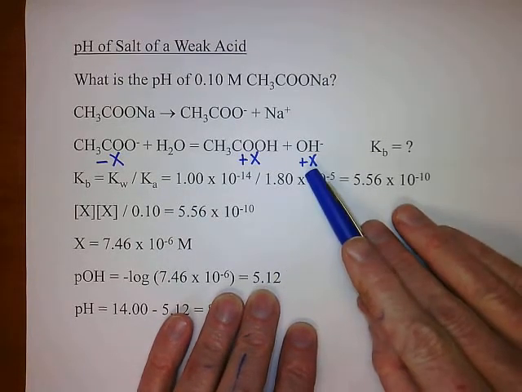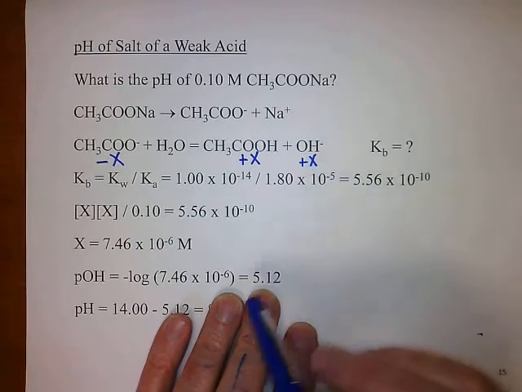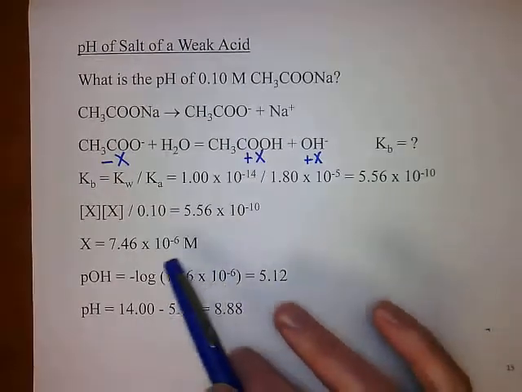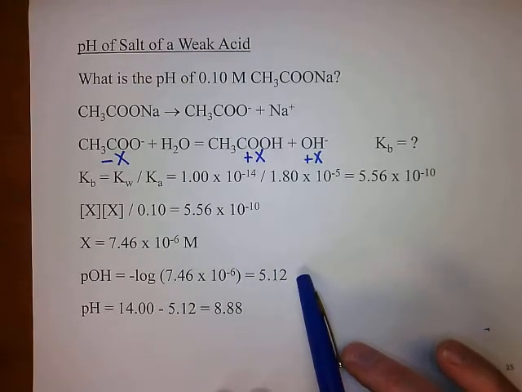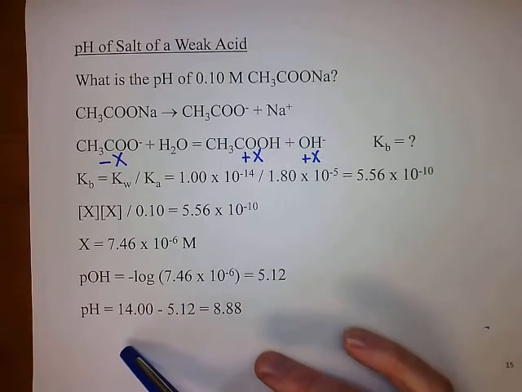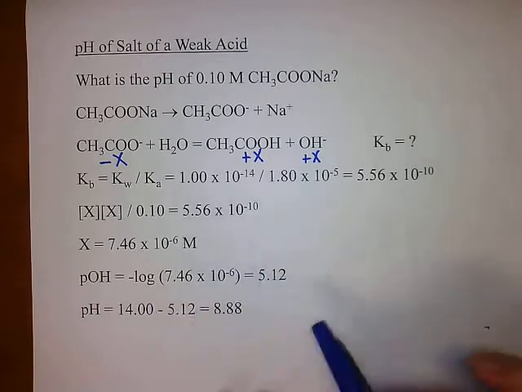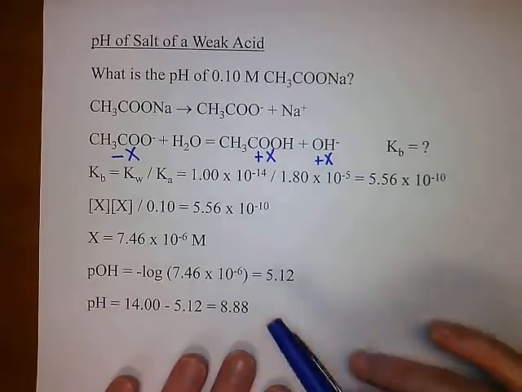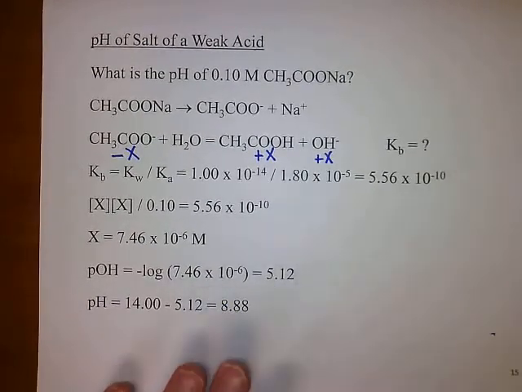X represents hydroxide. So when we take the negative log of this number, you get 5.12. Okay, so when you take the negative log of that, that's the pOH. So to get the actual pH, you have to subtract that from 14. 14 minus 5.12 is 8.88.